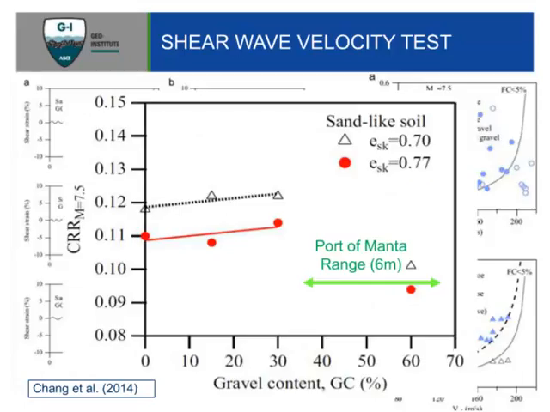Sorry, it's very fast where the transition is, but Chang also presented a paper where he showed cyclic testing for sands with an amount of gravel from 0 to 60%, and then gravel with 0 to 30% of sand. And he selected a threshold around 60%, where above 60% gravel content the soil cannot be characterized as a sand-like soil.